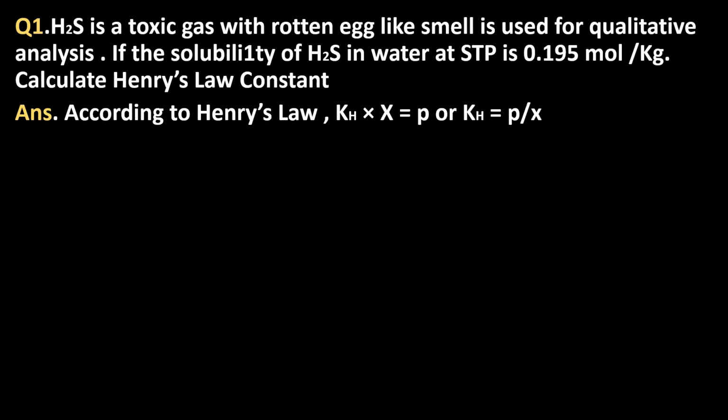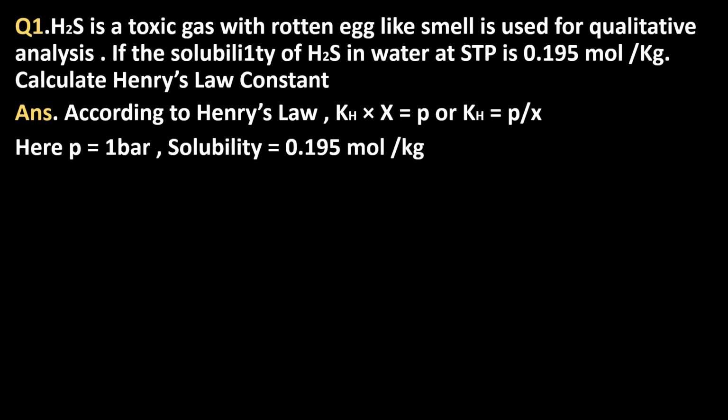So let us go to the answer part. We have learned what is Henry's law. According to Henry's law, constant into mole fraction is equal to partial pressure of the gas, or KH is equal to the partial pressure of the gas divided by the mole fraction. Here, the temperature and pressure are given at STP. The solubility of H2S in water at STP is given. So, pressure here is 1 bar, and solubility is given in the question. It is 0.195 moles per kg. So, these are the things given.